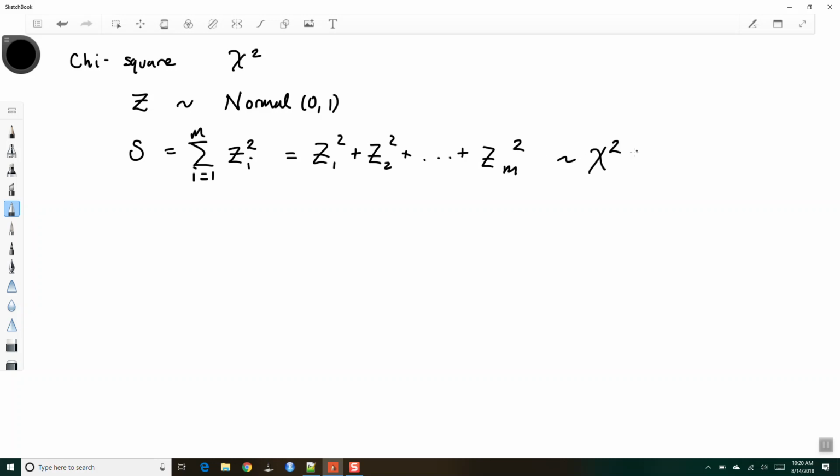And then the chi-squared distribution is going to be the sum from i equals 1 to m of z squared, right? So this will be z1 squared plus z2 squared all the way up to zm squared. And this will be chi-squared distribution with m degrees of freedom.